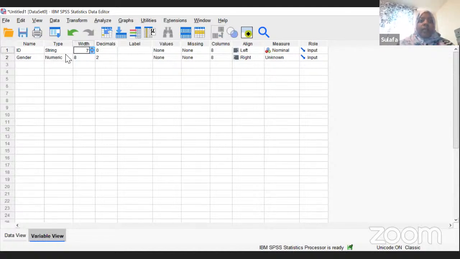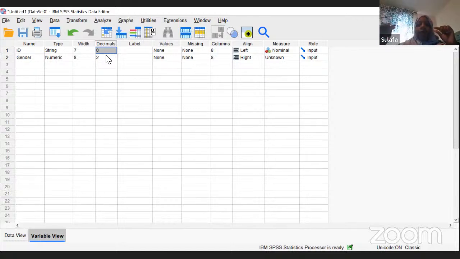So here the width, you see SPSS also put it automatically, and the decimal space it also shows you. So for the decimal space, we can change the decimals. For example, if we have a numerical variable with 5 characters, like 5 numbers, you can decide how many numbers after the decimal you want.